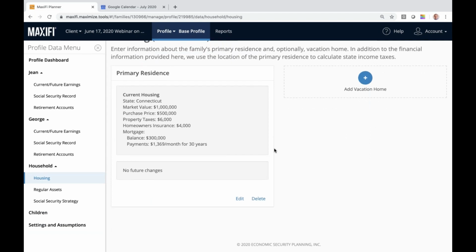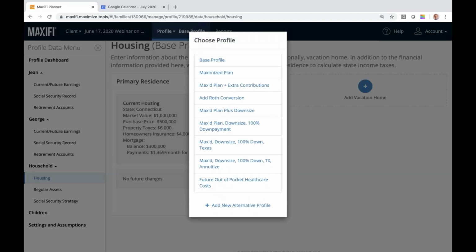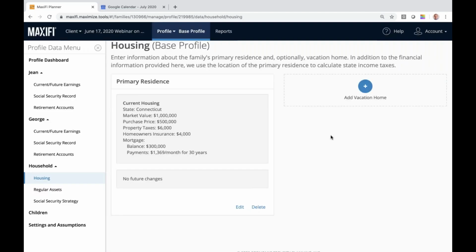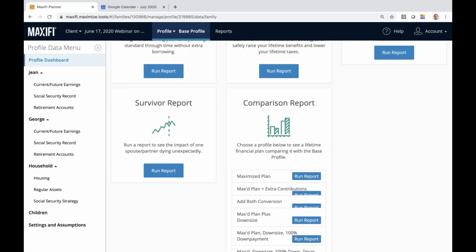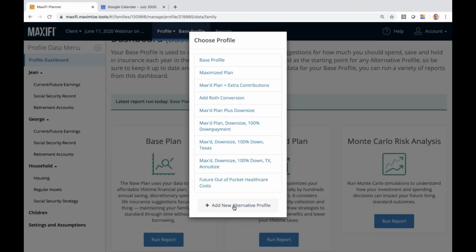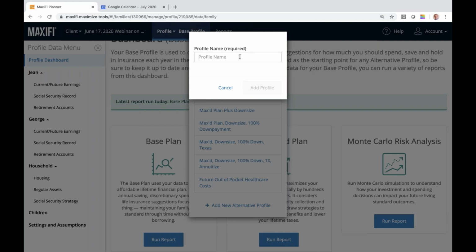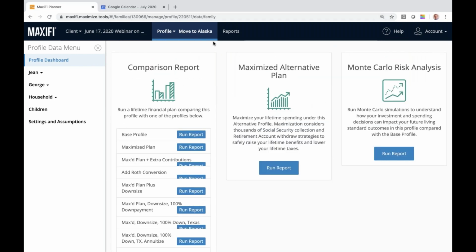Okay, so absolutely. I start with a base profile. I'm going to add an alternative profile. The alternative profile is going to copy all the inputs of the base profile. So let me just take you through this. Now, let's say this is a move to Alaska, okay? And who knows about Alaska? You know, Alaska's got a different income tax, property taxes. So here I am, moved to Alaska.